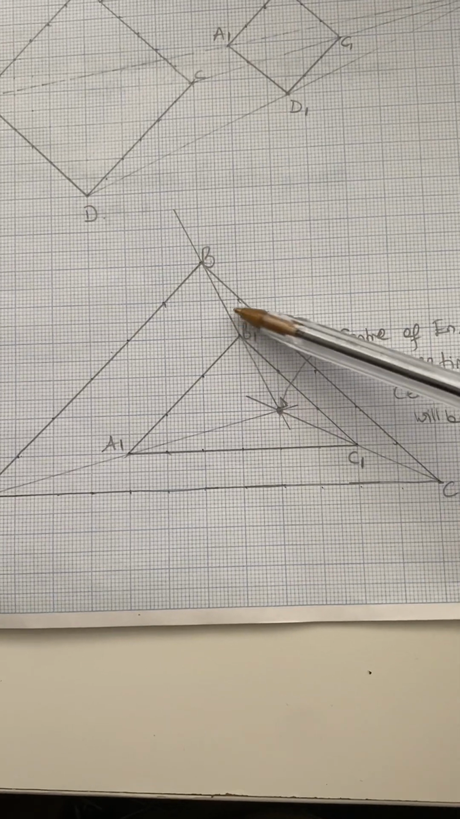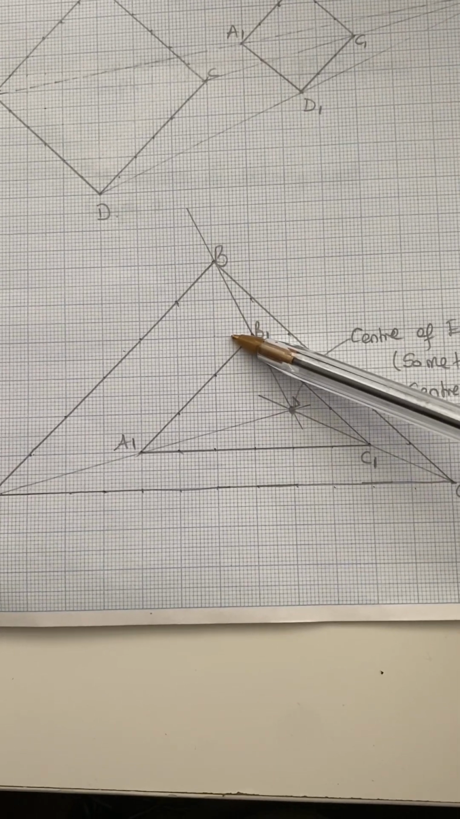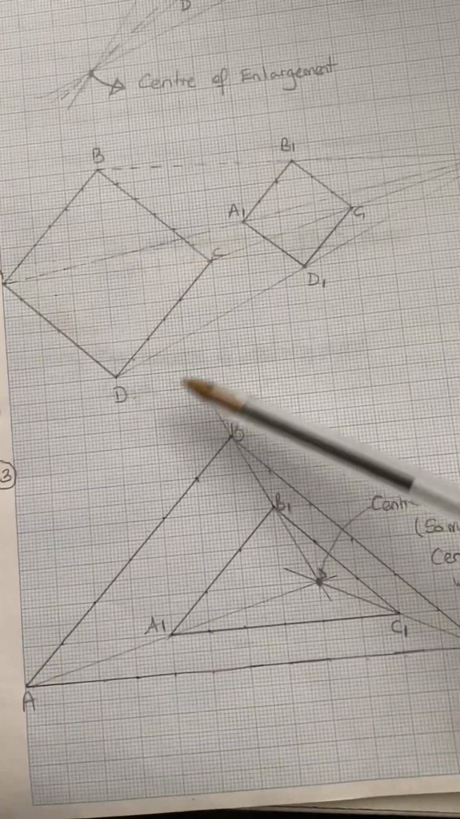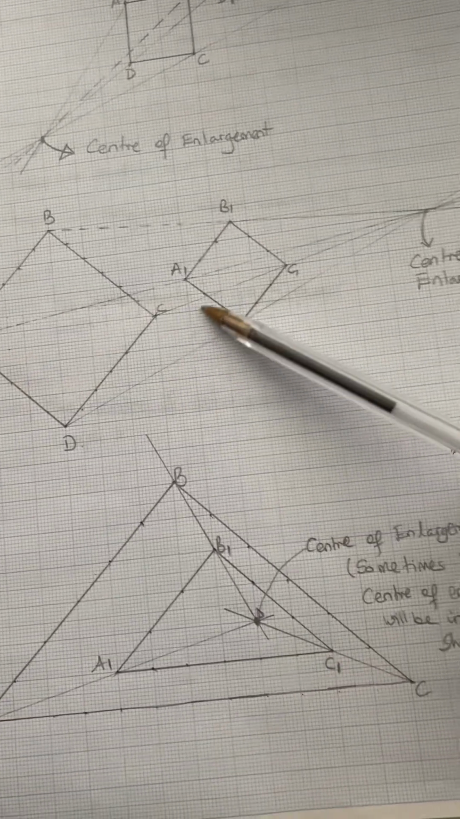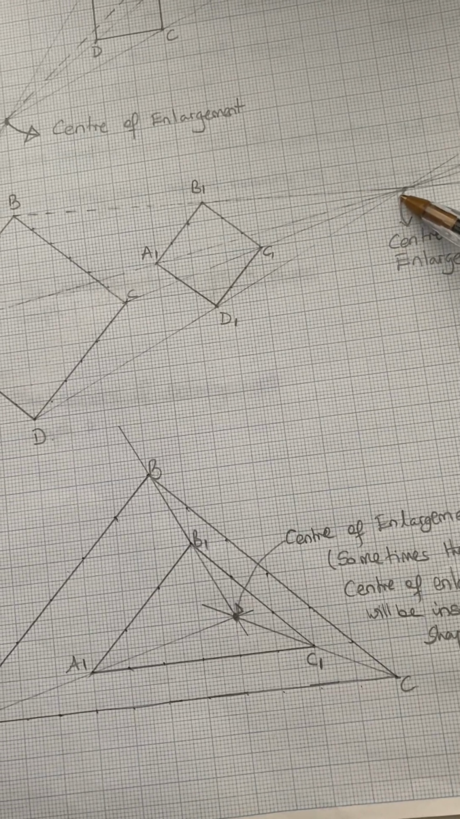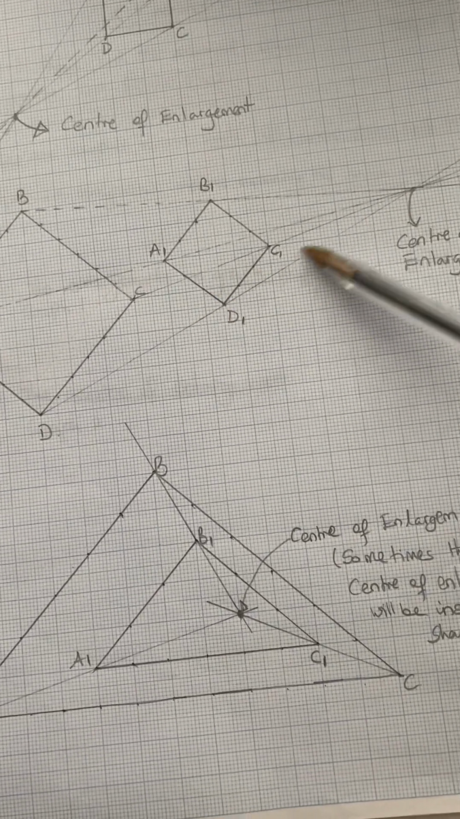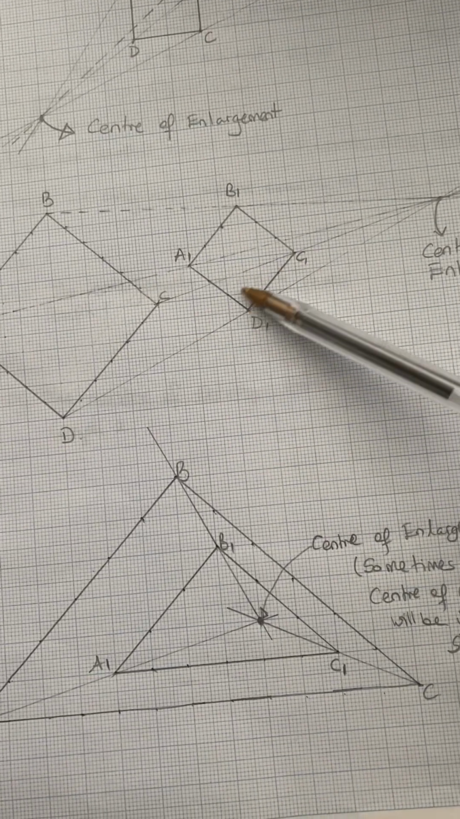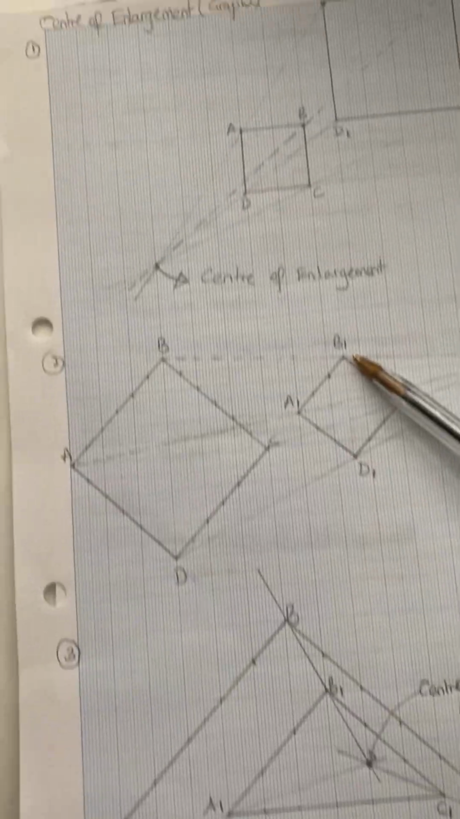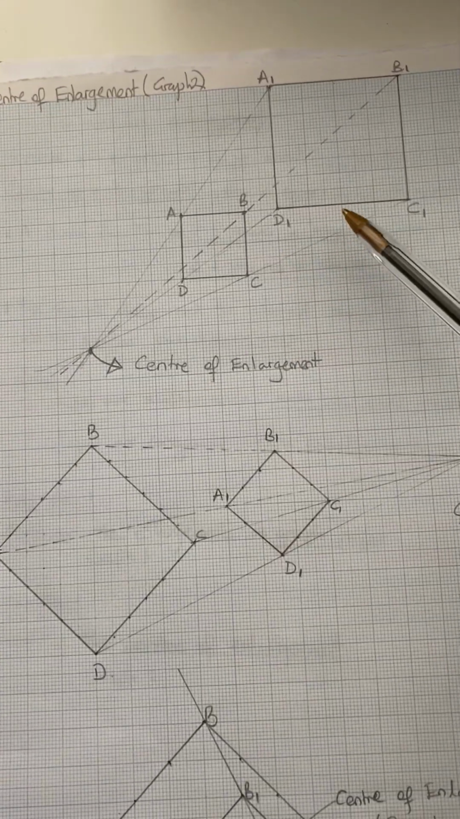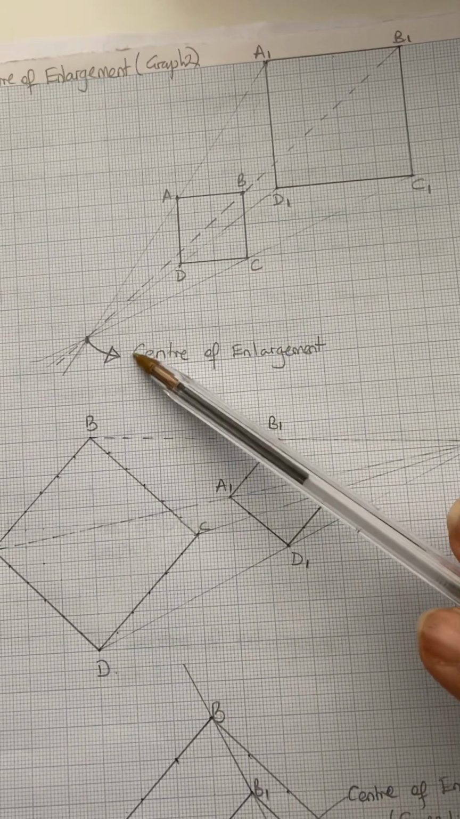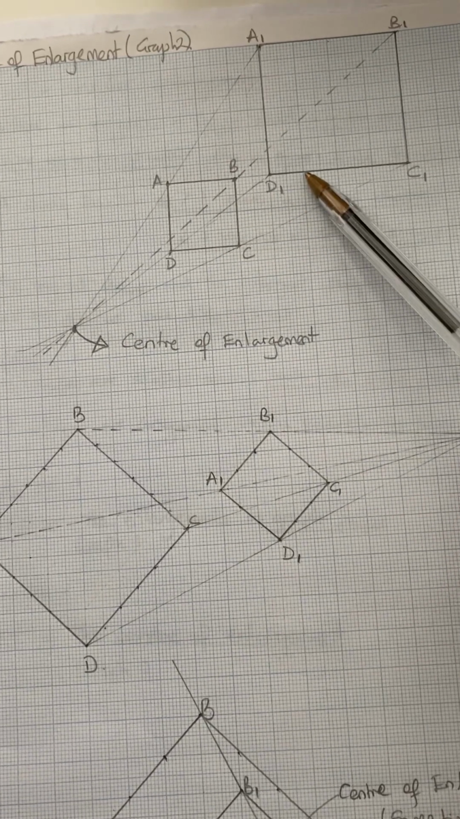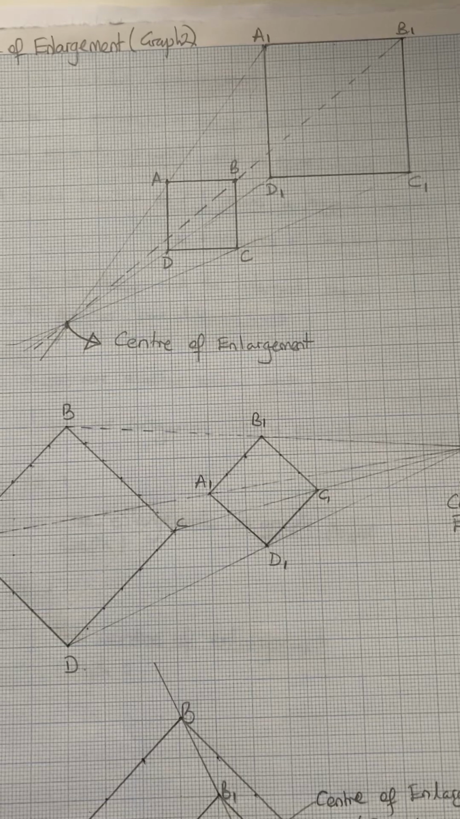Okay, assuming you had your object and your image as this, or you can have the center of enlargement as in this case, where you have reduced your object to a smaller image, or you can have your center of enlargement somewhere before the object if you magnify the image.